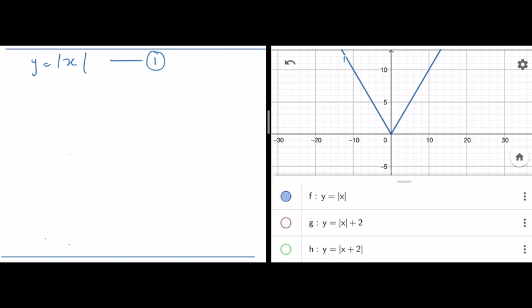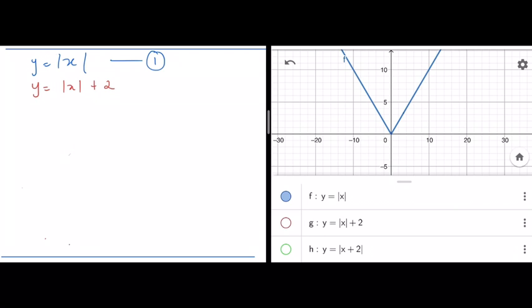Dear students, in this session, let us try to understand the difference between the two graphs: y is equal to mod of x plus 2, where 2 is outside the mod function, and y is equal to mod of x plus 2, where 2 is inside the mod function. The basic graph, shown with a blue V, y is equal to mod of x, we have learnt in our first series. The second type of graph, y is equal to mod of x plus 2, we try to understand.